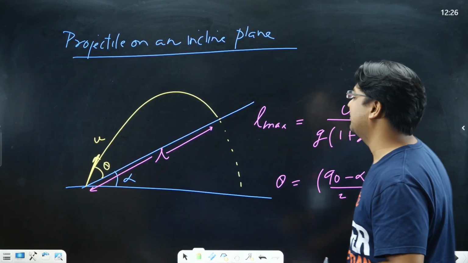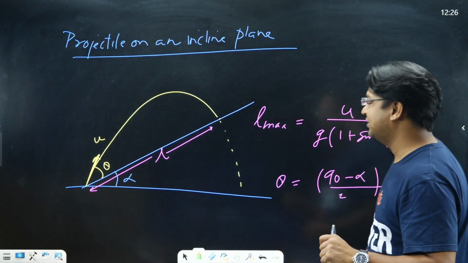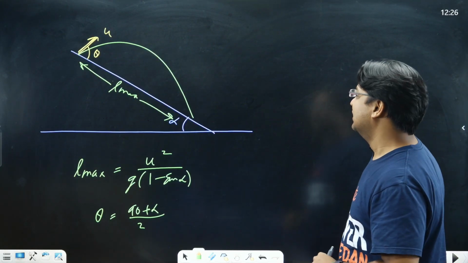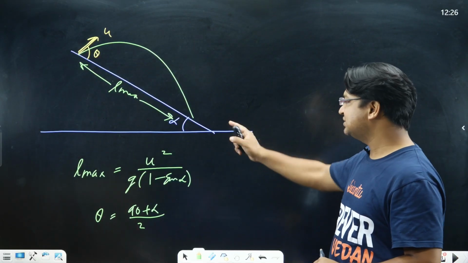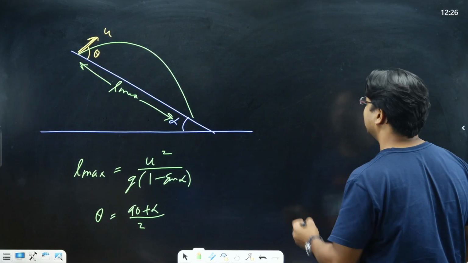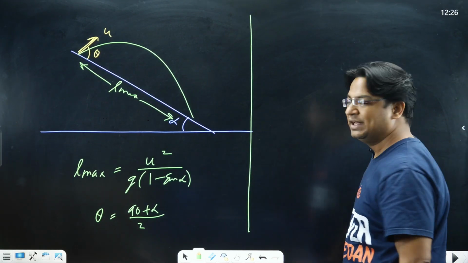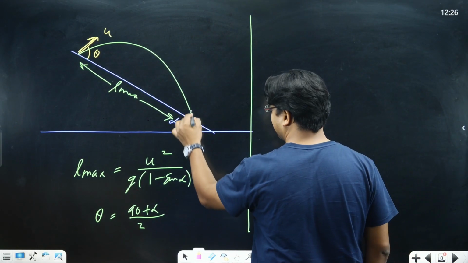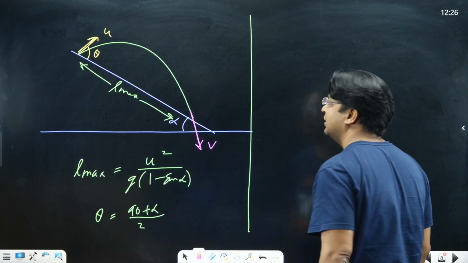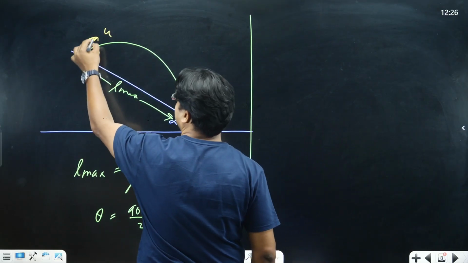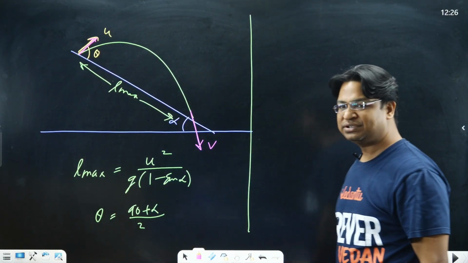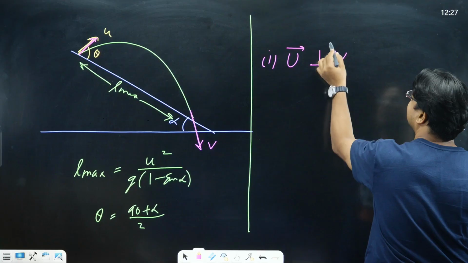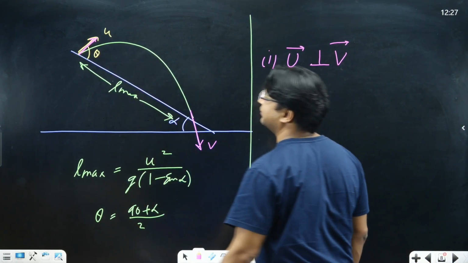Now let me talk about the results that you probably don't know. Okay, what are those results? In this case, suppose the particle hits the inclined plane with a speed v, and this is a speed u. Do you know that in this case u vector becomes perpendicular to v vector? That means these two are perpendicular to each other.